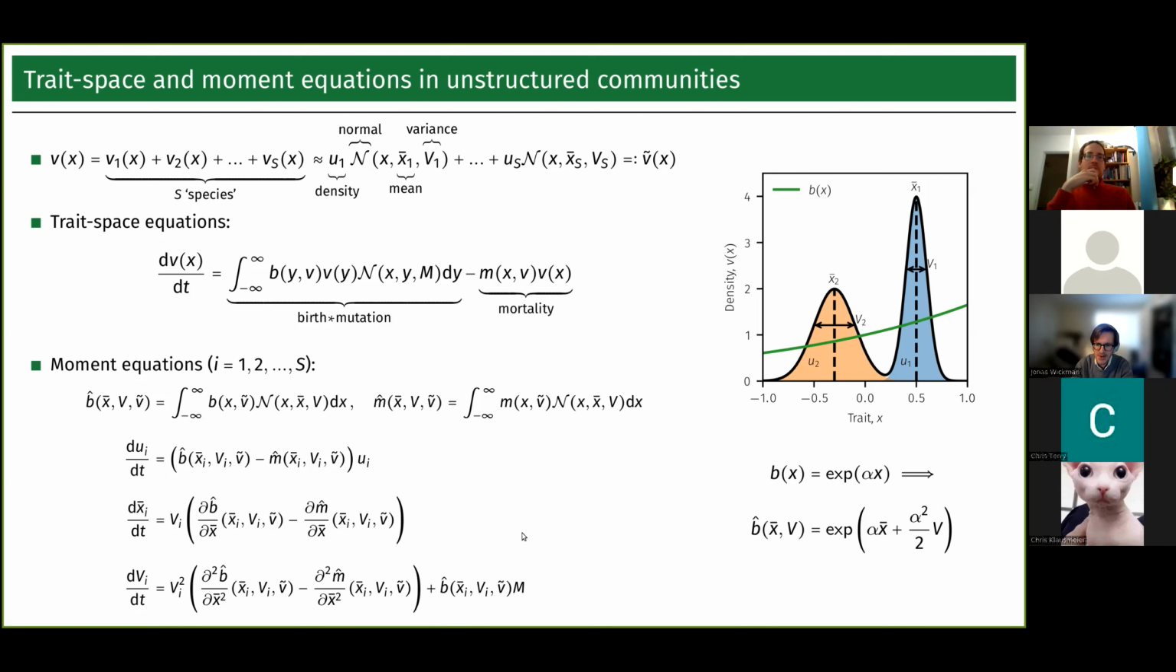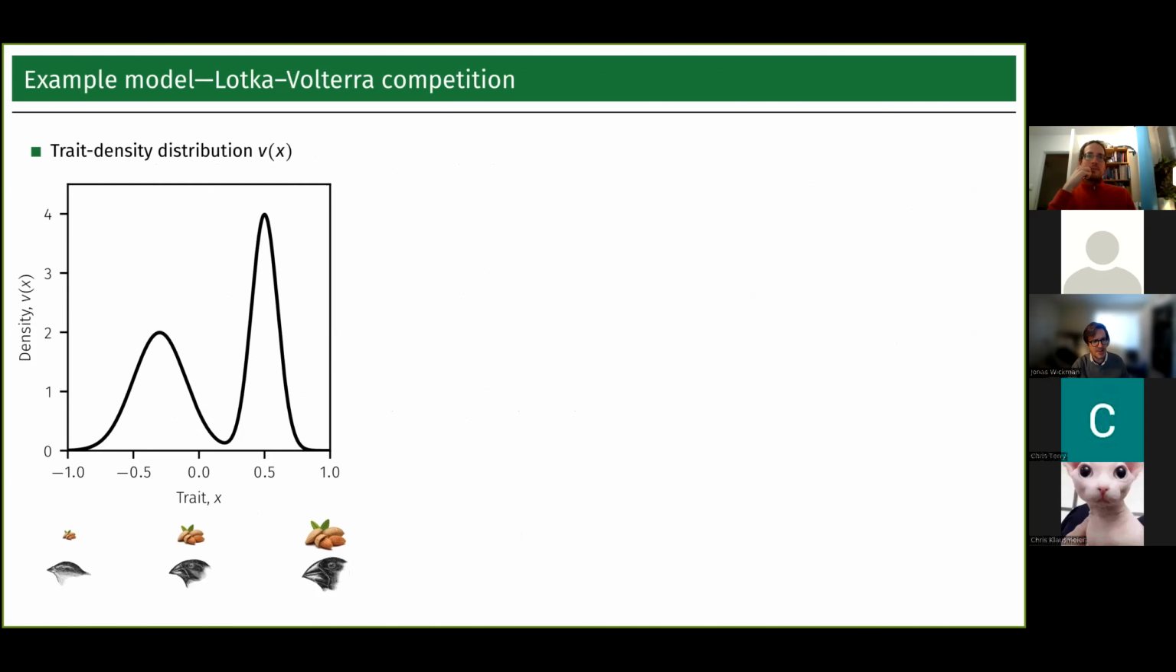And let us now take a look at one example of these equations. So Lotka-Volterra models, we have this trait density distribution, and we're going to assume now that the trait here is, for example, something like the beak size of a bird, and the birds are competing for differently sized seeds, where big-beaked birds are better at consuming large seeds, small-beaked birds are better at consuming small seeds.